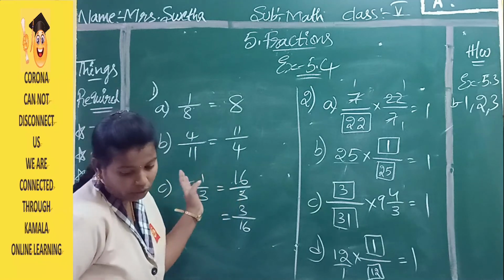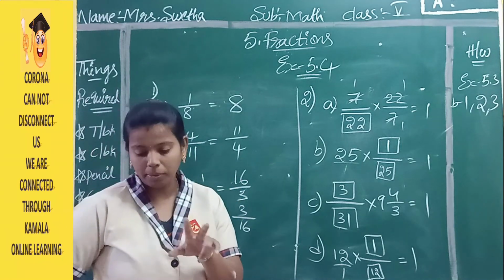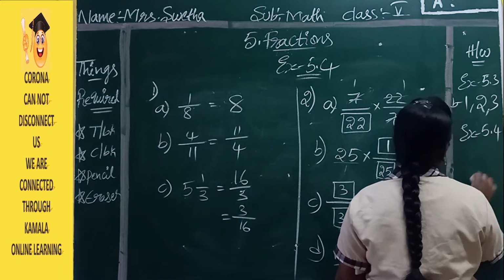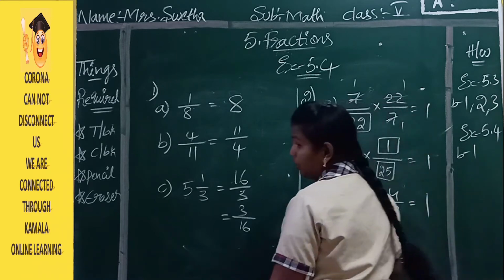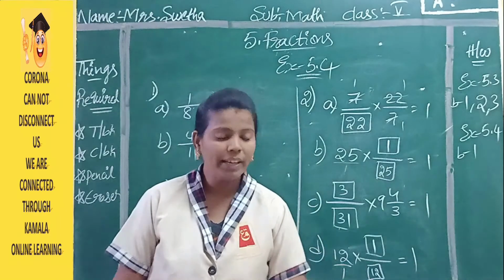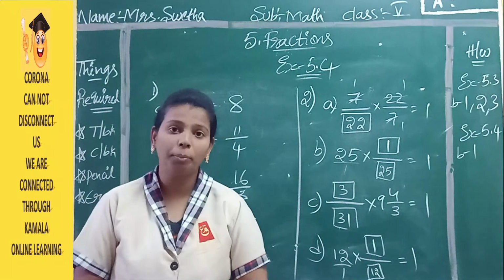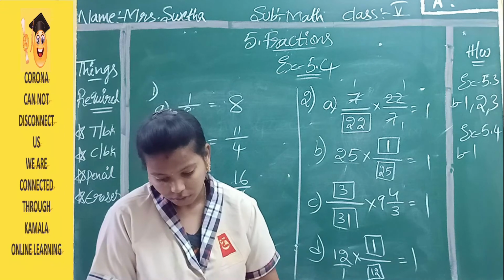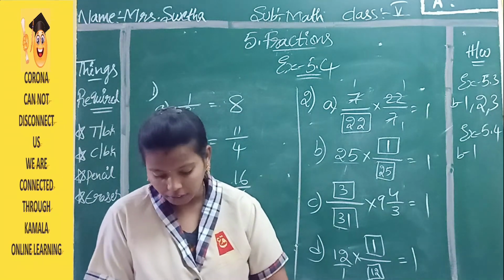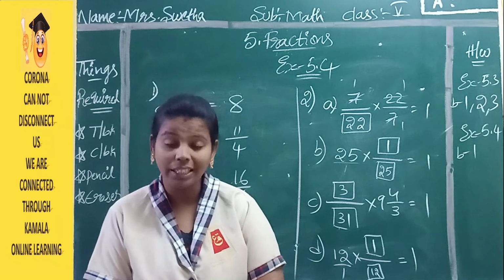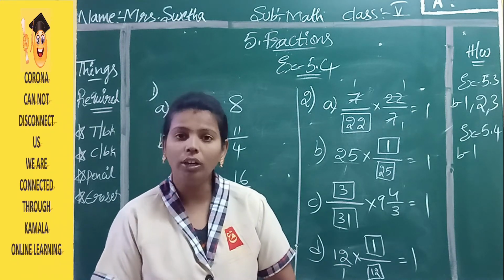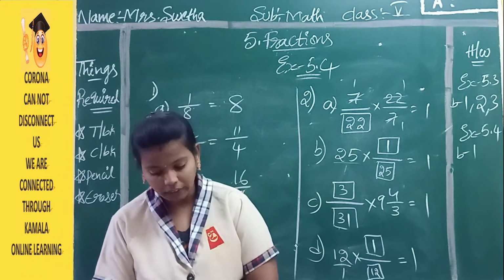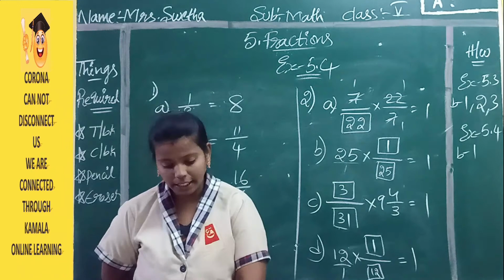In this 5.4, in the first bit, you have 2 problems as homework. So in exercise number 5.4 bit 1 you have 2 as homework. By this we have completed our 5.3 exercise and 5.4 exercise. In the next exercise you have division of a fraction by a whole number, and division of a whole number by a fraction. Both we will check in the next class, and the next exercise also we will do.